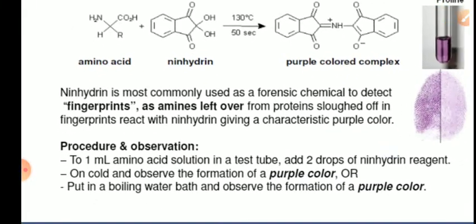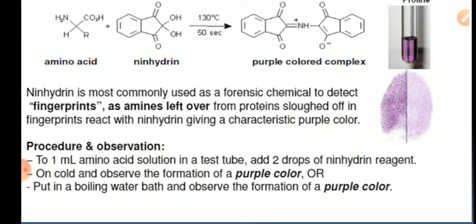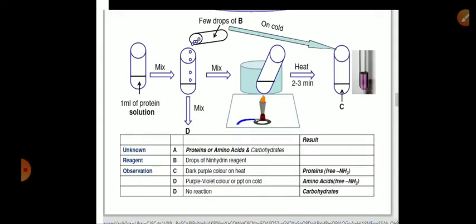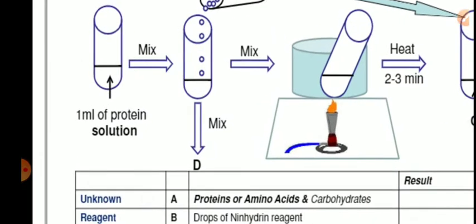Ninhydrin is commonly used to identify proteins or amino acids, and this test is especially used in forensic laboratories to detect fingerprints, because even fingerprints contain proteins and hence they give purple color. Take 1 ml of amino acid solution in a test tube and add 2 to 3 drops of Ninhydrin reagent. Wait for some time or heat it in a boiling water bath and check for the development of purple color. If purple color is formed, the compound is protein or contains amino acids. The only difference is that proline and hydroxyproline give yellow color instead of purple.